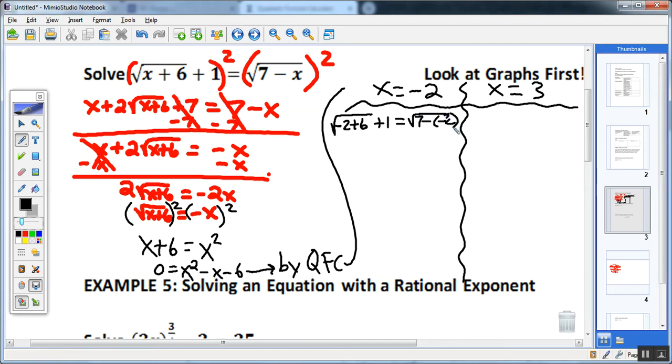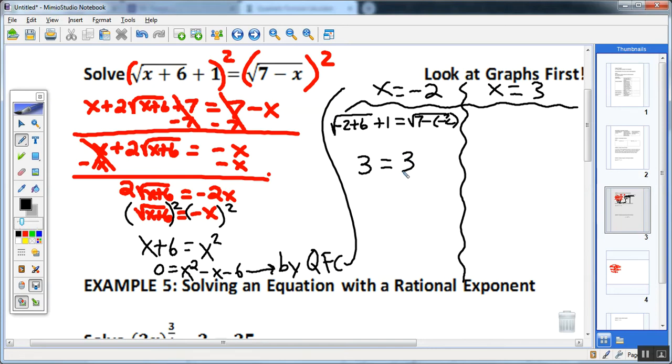Help me out, kids. What's negative 2 plus 6? 4. Square root of 4 would be 2 plus the 1. 3 on the left. Help me out here. What's 7 minus negative 2 here? What's the square root of 9? Hey, we got a comparison, 3 equals 3.